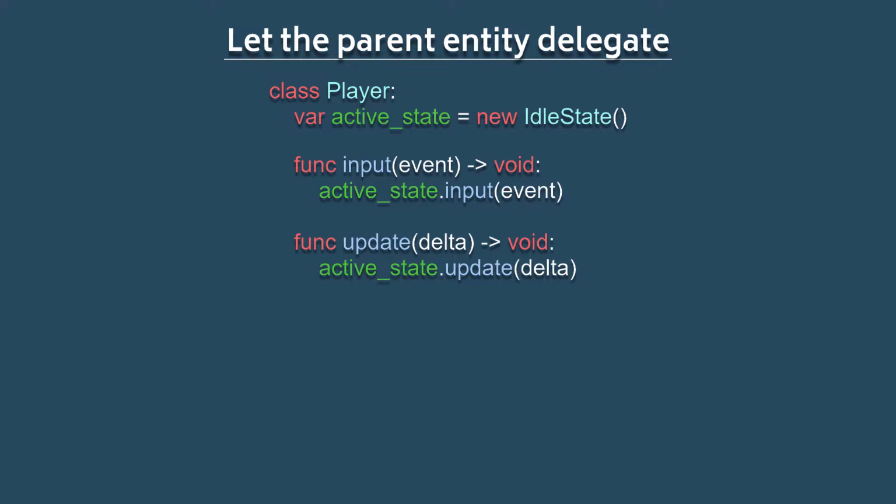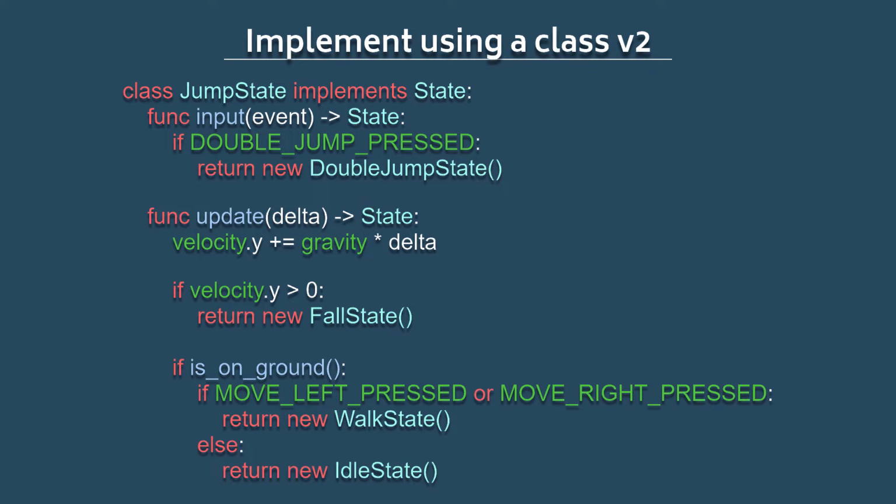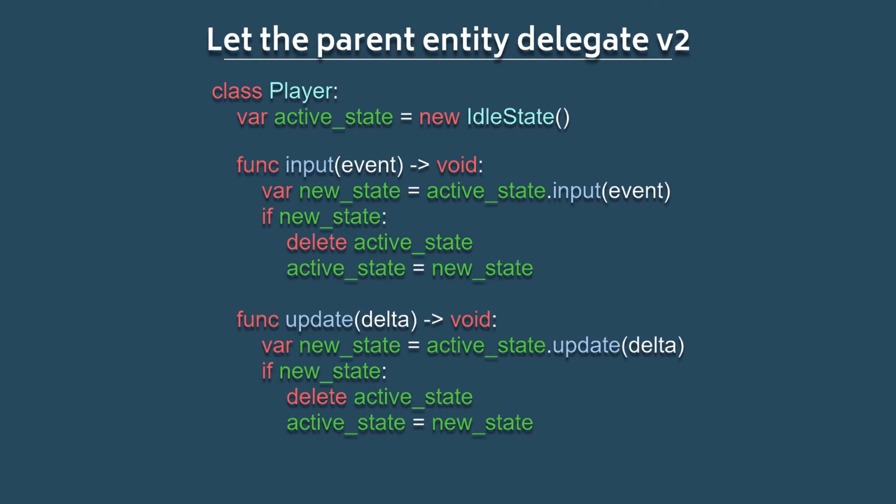And there's actually a few different ways to implement this, but I'm just going to show you my preferred method today. So let's go back to our interface and now make it so that each virtual method can optionally return a new state to the player class. This makes our jump class now look like this. And every time we want to change states, we'll simply return a new instance of the state we want to transition to. Updating our player class, we can now check for a returned value after each call to the active state. And if we're returned a new state, we switch states and delete our old state.